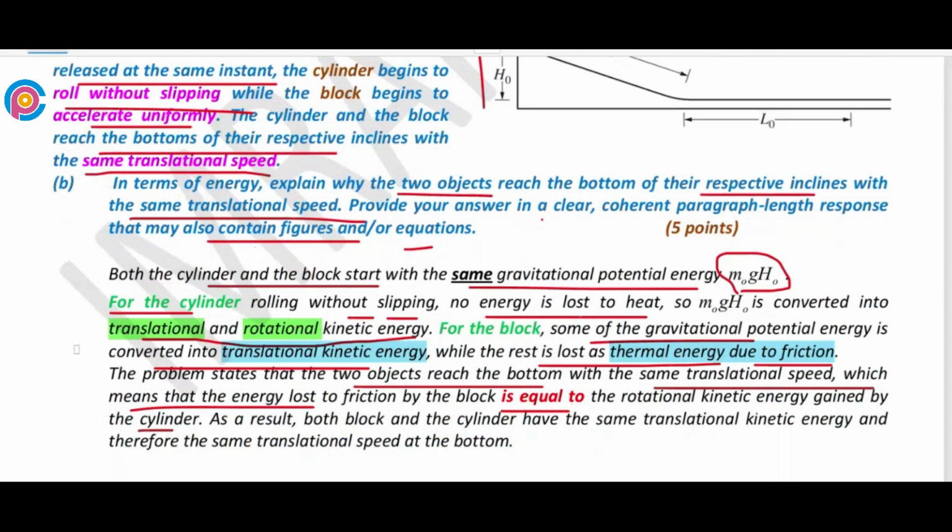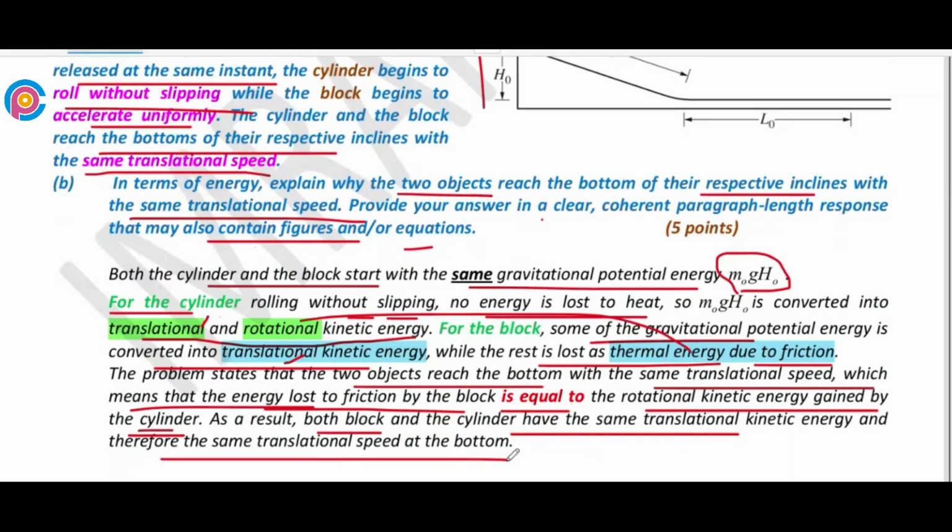Now, both have the same translational speed. The cylinder and the block have the same translational speed, so they have the same kinetic energy because the mass is the same. The rotational energy is equal to the energy lost to friction. So the energy lost to friction is equal to the rotational kinetic energy gained by the cylinder. Both are equal. As a result, the block and the cylinder have the same translational kinetic energy, therefore the same translational speed at the bottom. That's the reason.